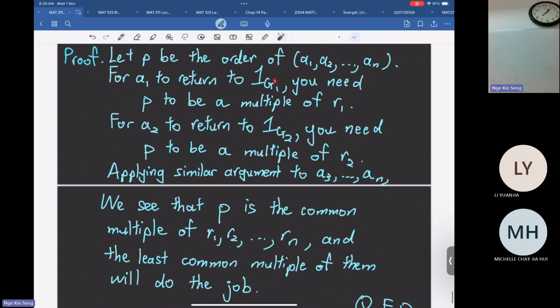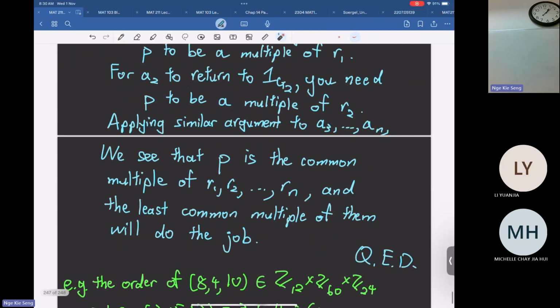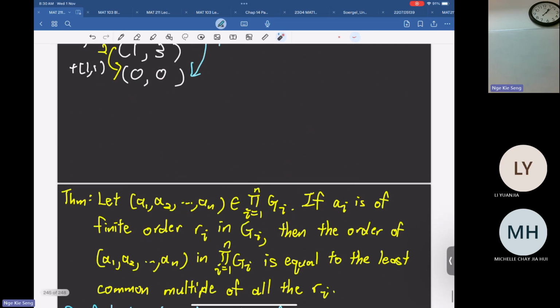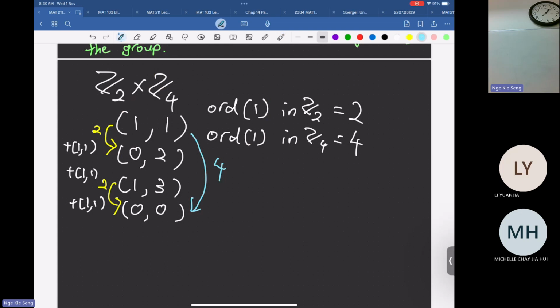And this is how it is written in this proof here. You need to make sure A1 goes to 0, A2 goes to 0, A3 goes to 0, up to An, they have to go to 0 together. When do they go to 0 together? It is precisely the LCM of the orders. If you cannot think about it, you should try an example.